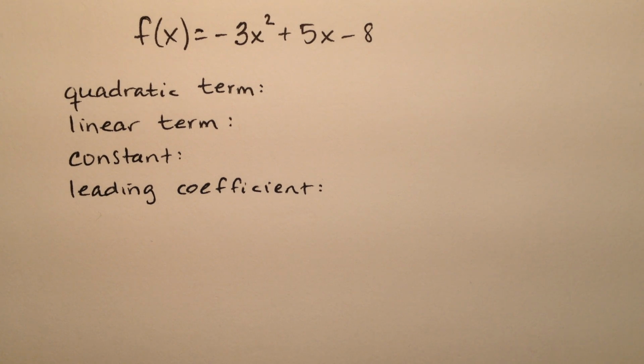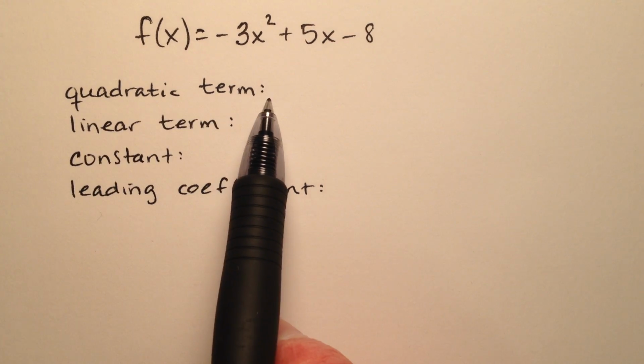Here I have a function f, which is a quadratic function, and I would like to identify a few pieces of this quadratic function, namely the quadratic term, the linear term, the constant, the leading coefficient, and whether or not the graph of this quadratic function, which will be a parabola, will open up or open down. So let's begin by looking at the quadratic term.